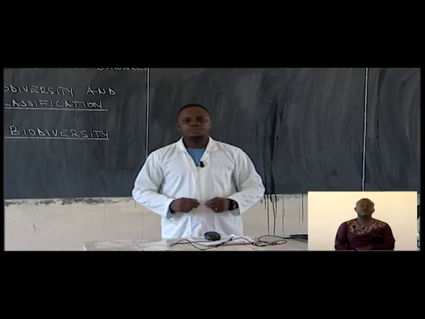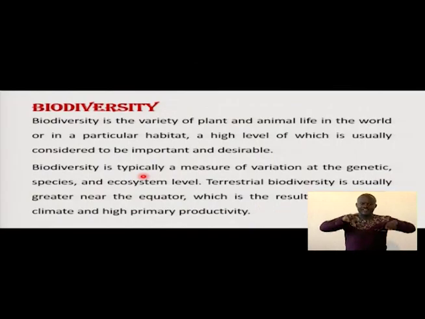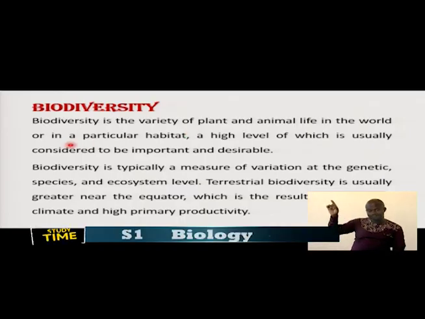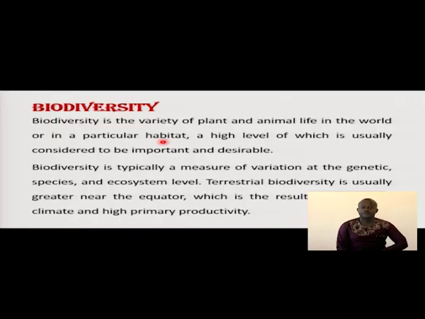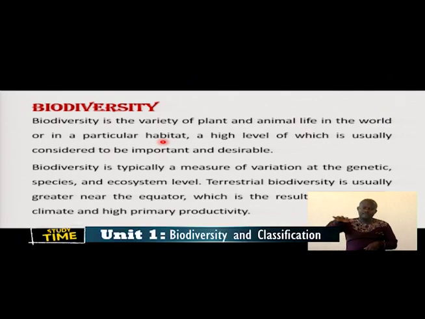Excellent. When we talk about biodiversity, it is a variety of plant and animal life in the world or in a particular habitat. Biodiversity is a variety of plant and animal life in the world or in a particular habitat. Meaning, when we talk about biodiversity, we mean different plants and animals in the world or in a particular habitat. Remember, a habitat is a place where organisms live.